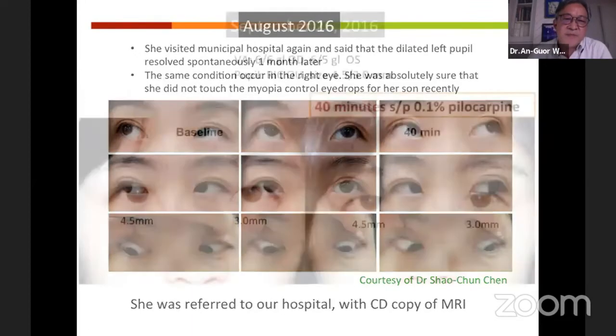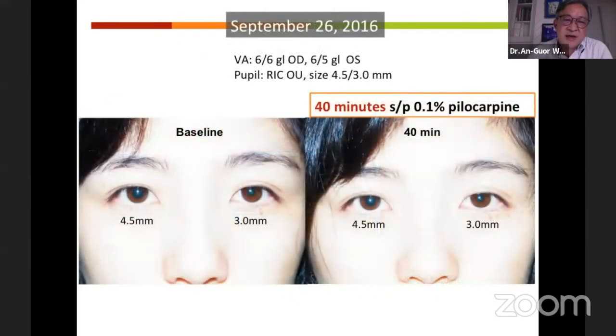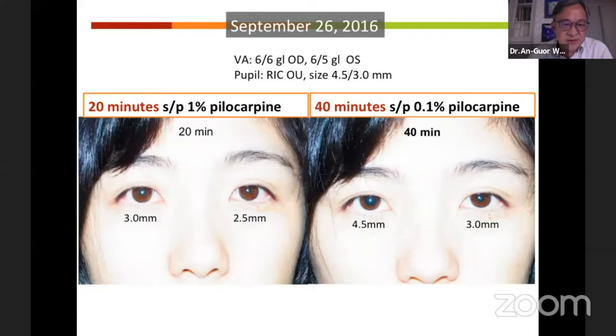She visited our clinic on September 26th, and the vision was good, and you can see that the right pupil was mid-dilated to 4.5 millimeters. The dilated pupil does not respond to 0.1% pilocarpine after 40 minutes. Then we used 1% pilocarpine. It constricts partially to 3.0 millimeters.